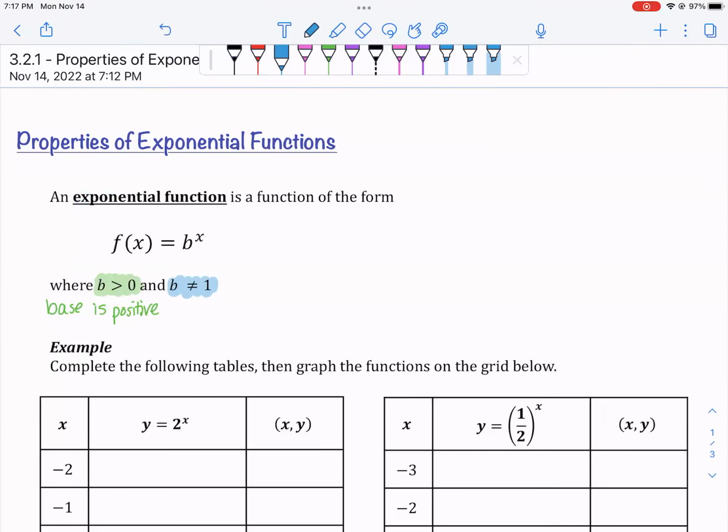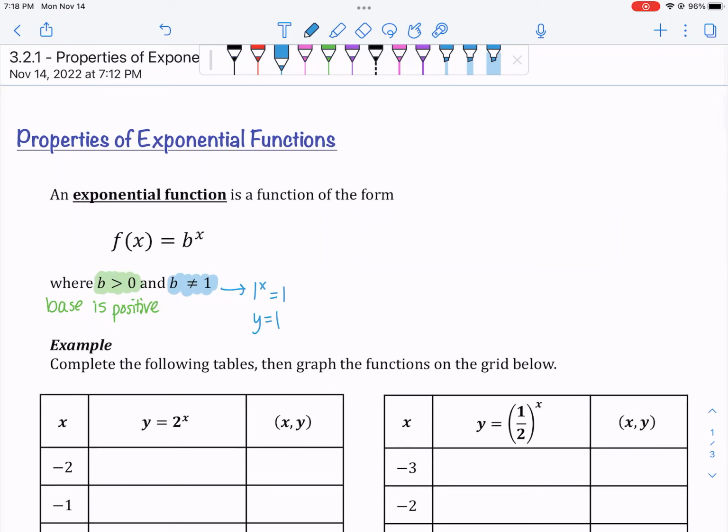we would have 1 to the x, and 1 to any number is always 1. So we would have the function y equals 1, and that's just a straight horizontal line. And that's not what we want here. So the base has to be positive, and it cannot be 1. It can be a number between 0 and 1. It can be a number greater than 1, just can't be negative or equal to 1.